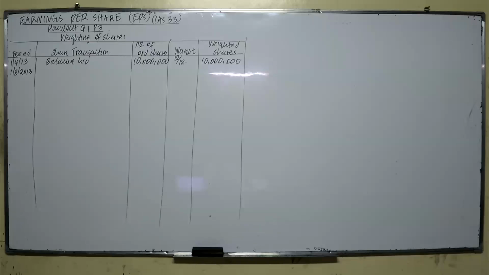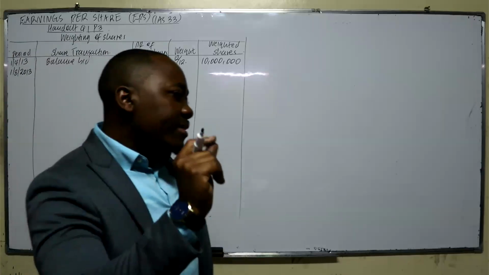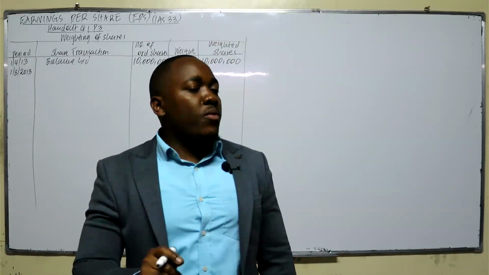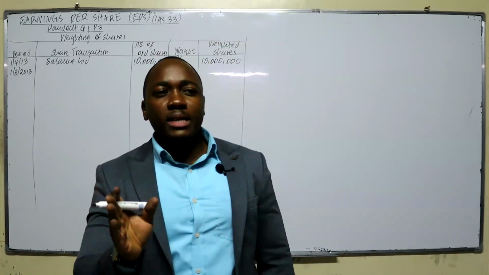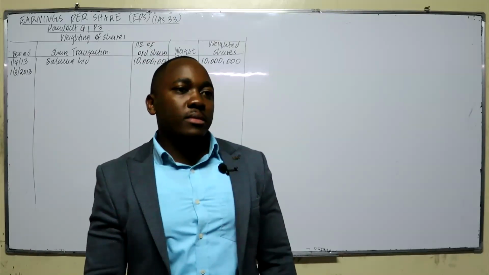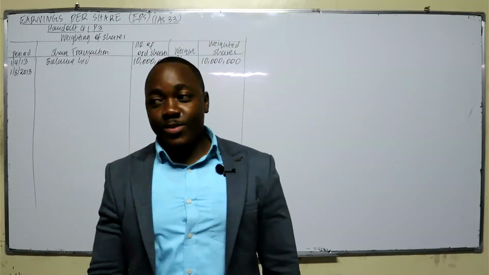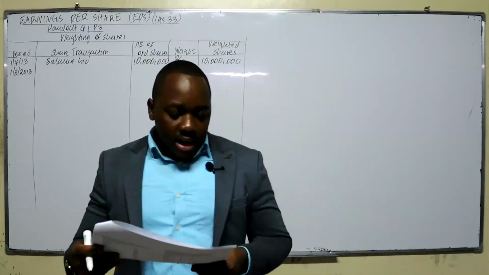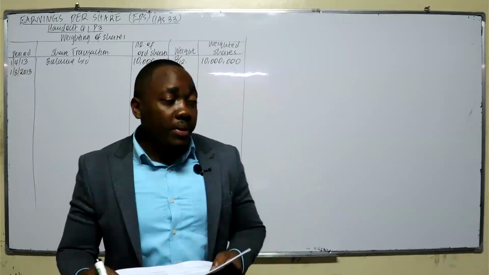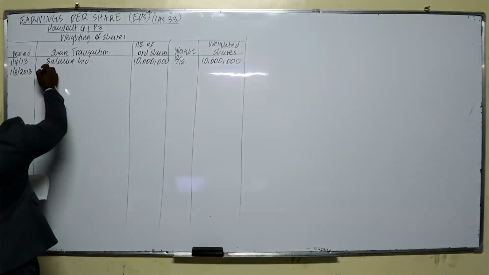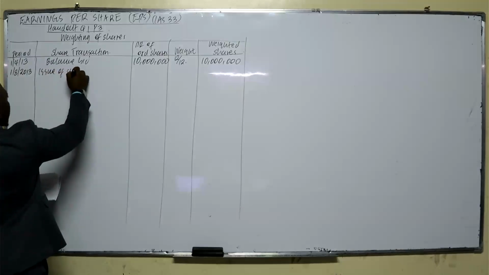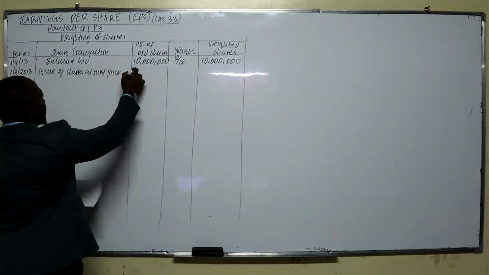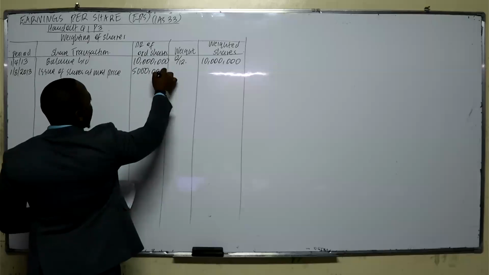Now let me repeat again. On 1st of August 2013, when does the financial year end? That 1st of March. So from 1st of August to 1st of March, how many months? They are 8 months, correct, not 5. On 1st of August 2013, the company issued 5 million shares at market price, 8 months to the end of the year.